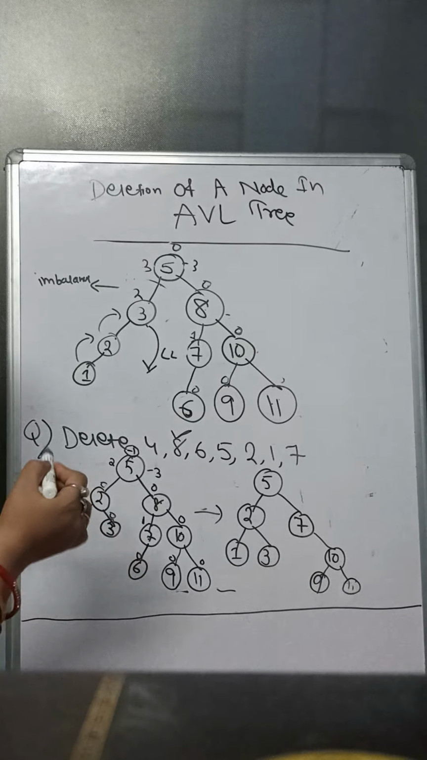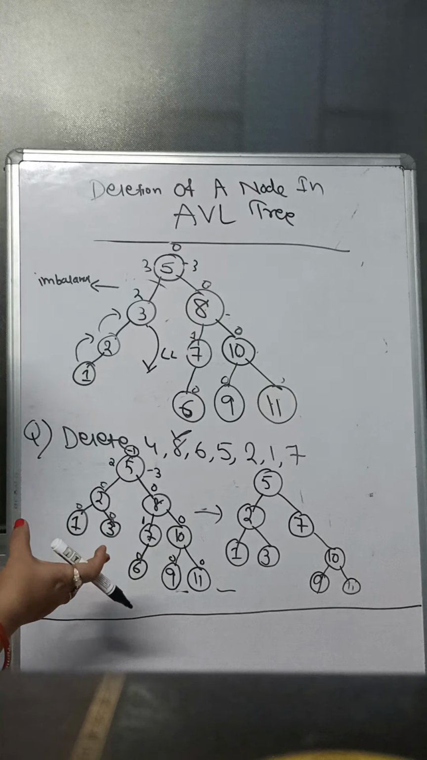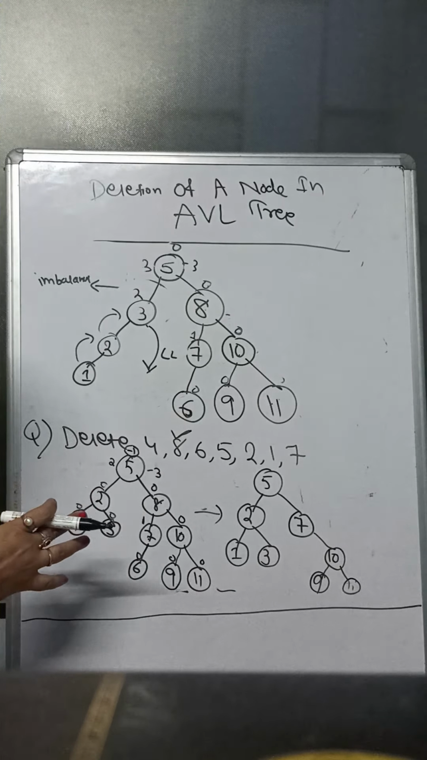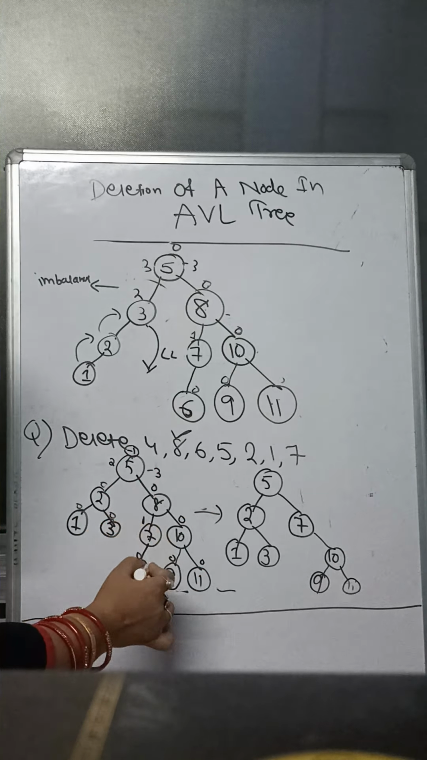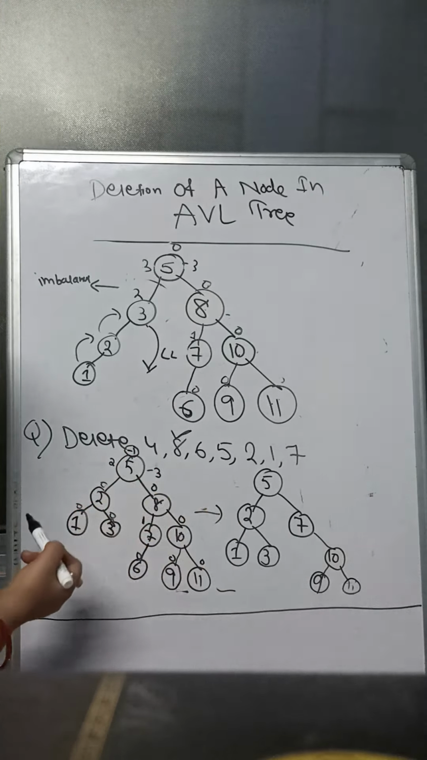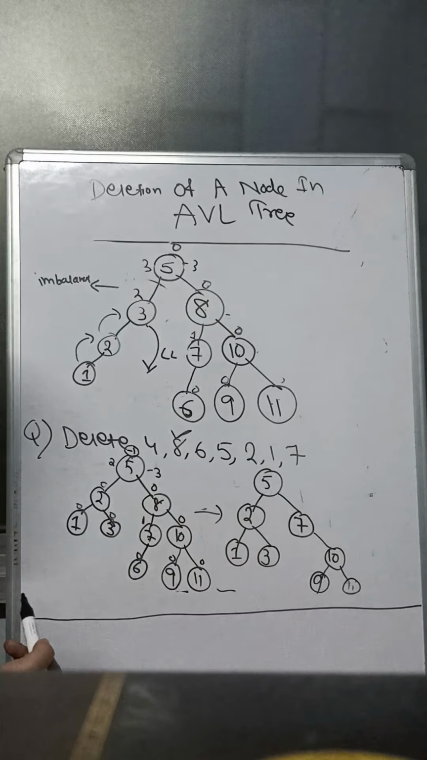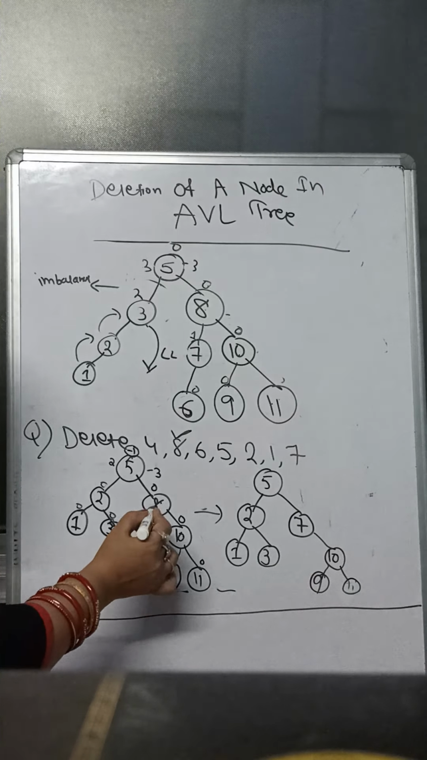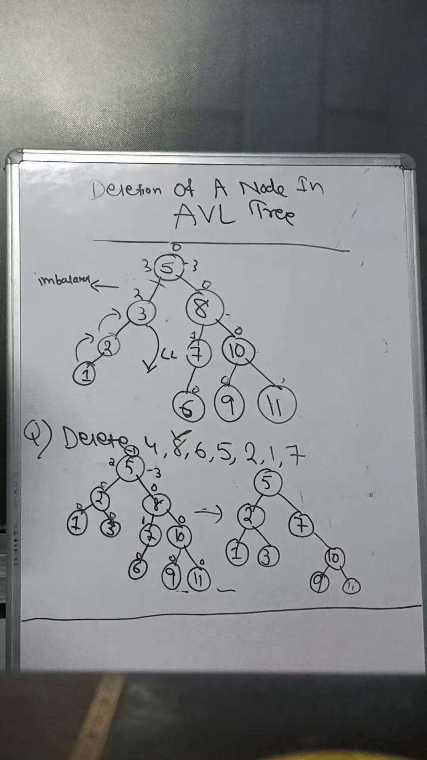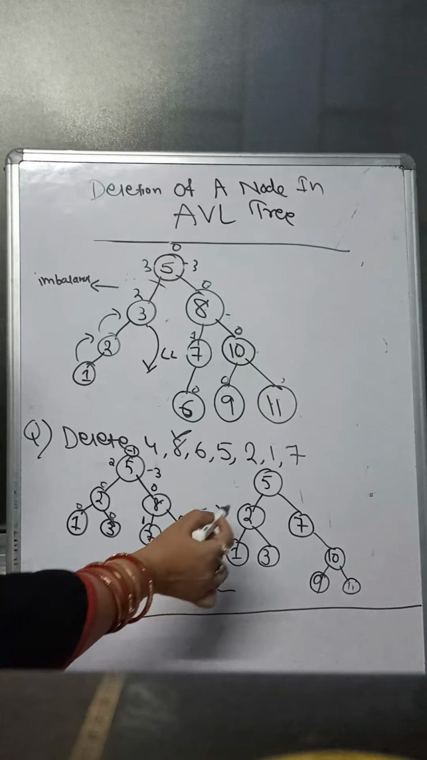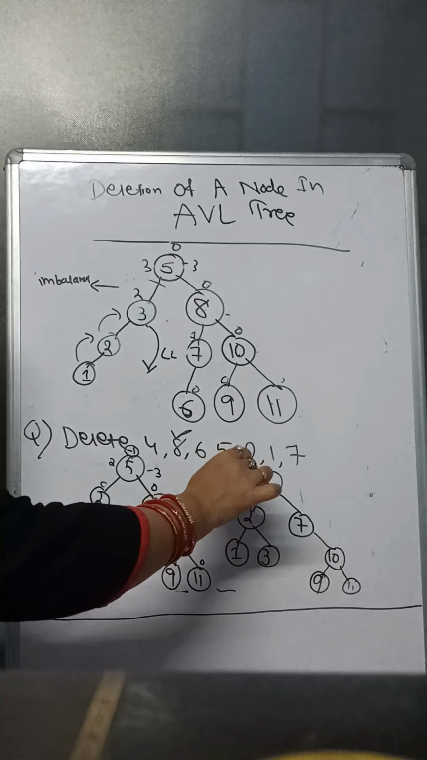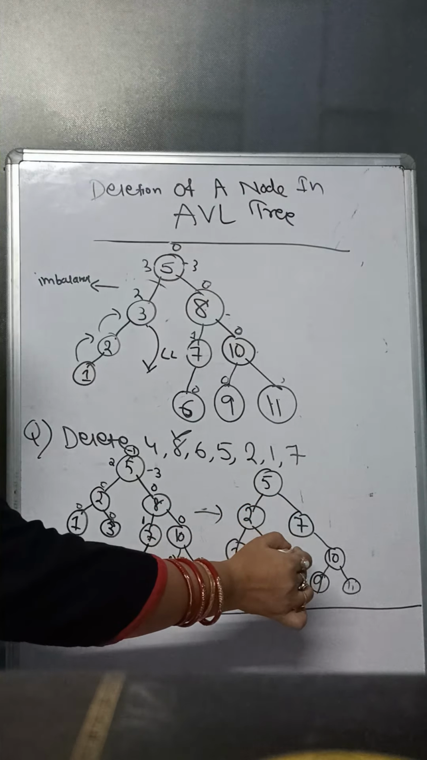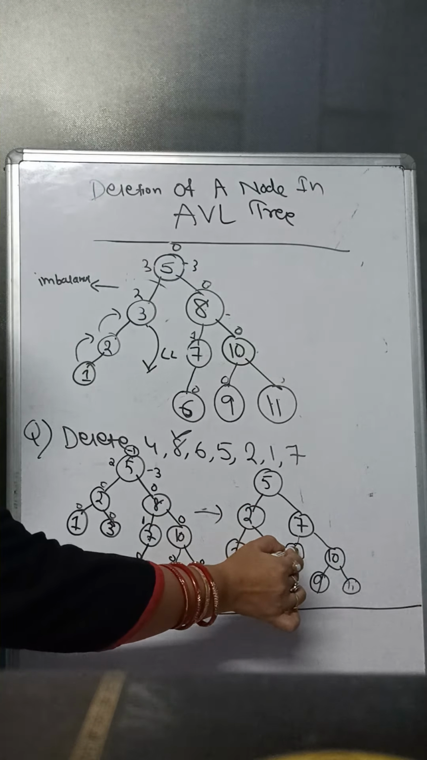So how will 6 be placed? According to the BST rule, 1, 2, 3 are placed accordingly, and 10, 11 and 9 are also placed, but when 7 goes here, the link of 6 will be cut. Then how will it be placed? Let's see 6: according to the BST rule, 6 is greater than 5 so it will come here, then 6 is less than 7 so it will be placed here.